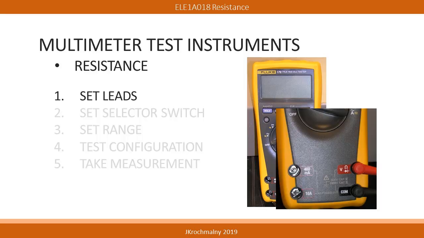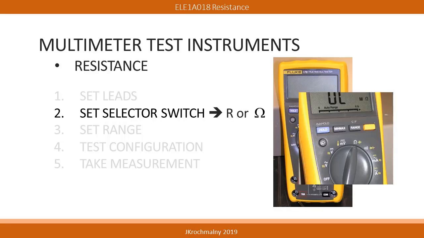Step 1 is to set the leads of the meter to take the resistance measurement. For this measurement, the black lead is placed into the common or COM jack of the meter. The red lead is placed into the red jack marked R or omega. Step 2 involves setting the multimeter selector switch to read resistance. This switch is moved to the R or omega indicator position.